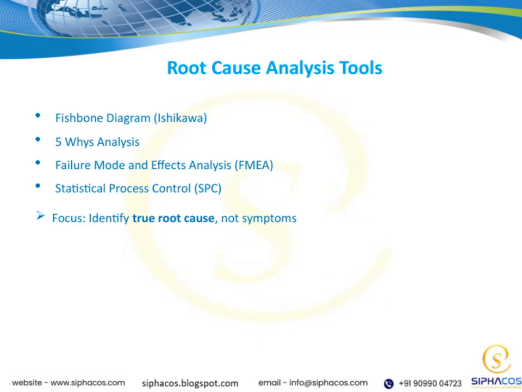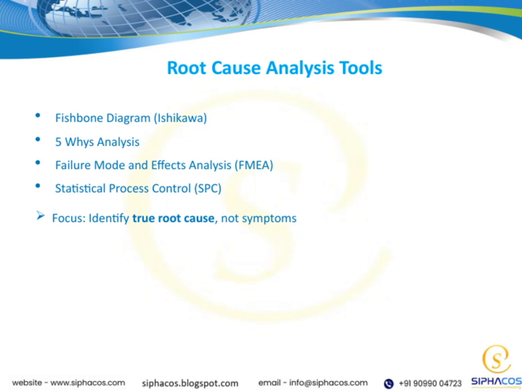Then there's failure mode and effects analysis, or FMEA. This method involves systematically evaluating potential failure modes within a process, understanding their causes and effects. It allows us to prioritize risks based on their severity, likelihood, and detectability, guiding us to focus on the most critical issues first.